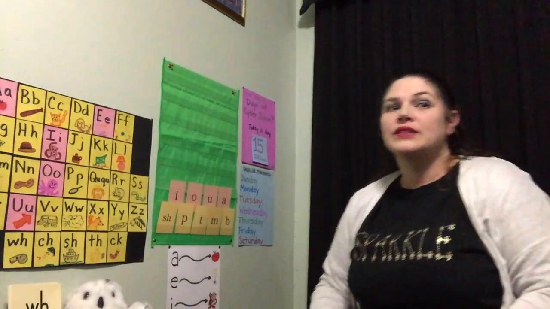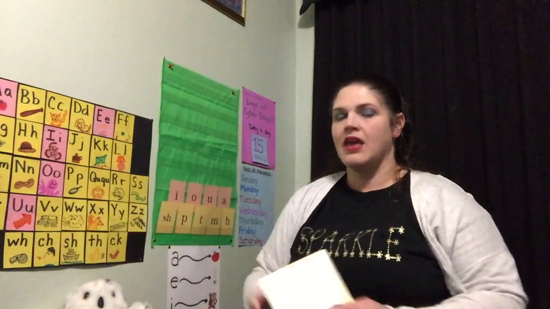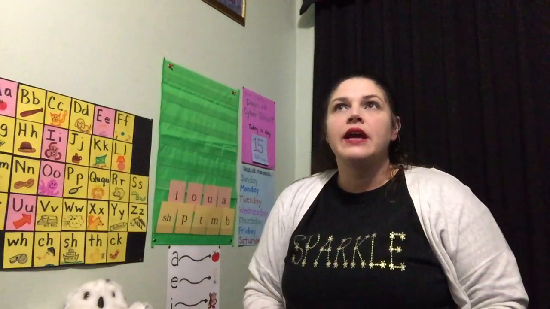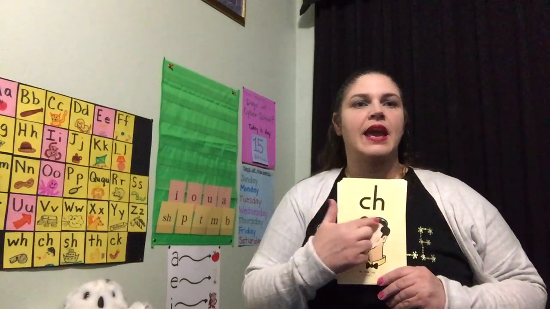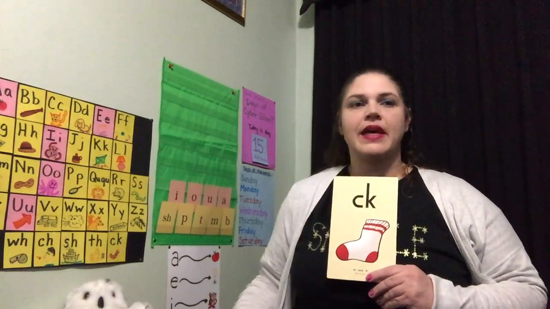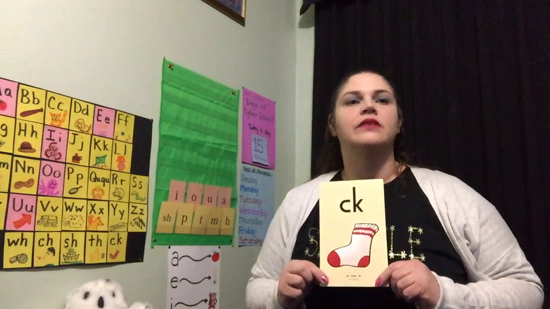All right. Nice job. We're also going to learn something new today. We're going to be learning about digraphs. Digraphs are when you take two letters and put them together to make one sound. The letters W, H together make one sound, W. We have the letters C, H together makes the sound, CH. We have the letters S, H together makes the sound, SH. We have the letters T, H together makes the sound, th, and we have the letters C, K together that makes the sound K.